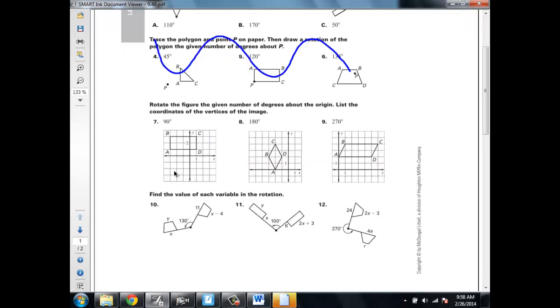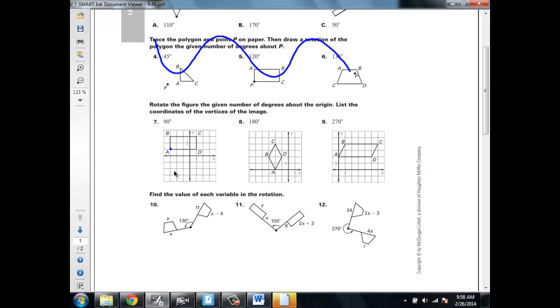7, 8, and 9 say this. Rotate the figure the given number of degrees about the origin. List the coordinates of the vertices of the image. Does it say anything about graphing? No. It doesn't tell you to graph. So here's what you need to do. First list the coordinates, and then we're going to rotate them.